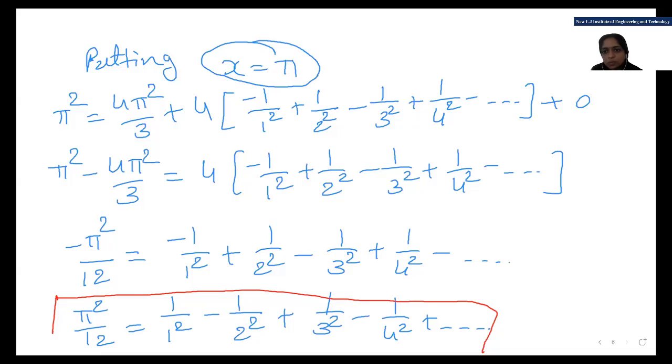Priyam sheet, how many marks for this question? Priyam, normally 6 to 7 marks, minimum 6 marks.